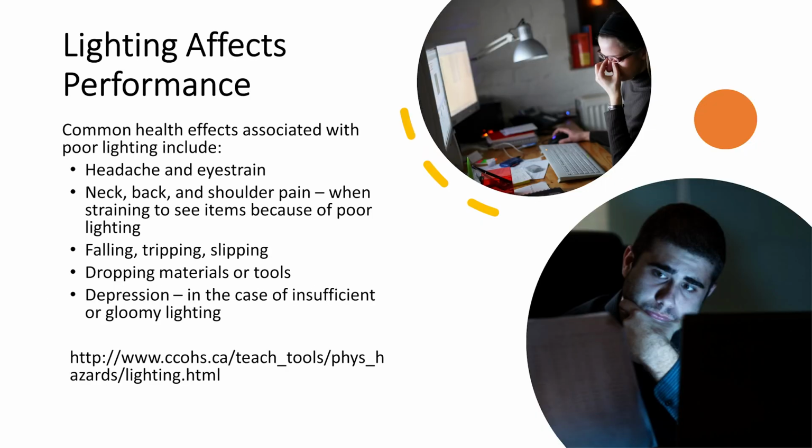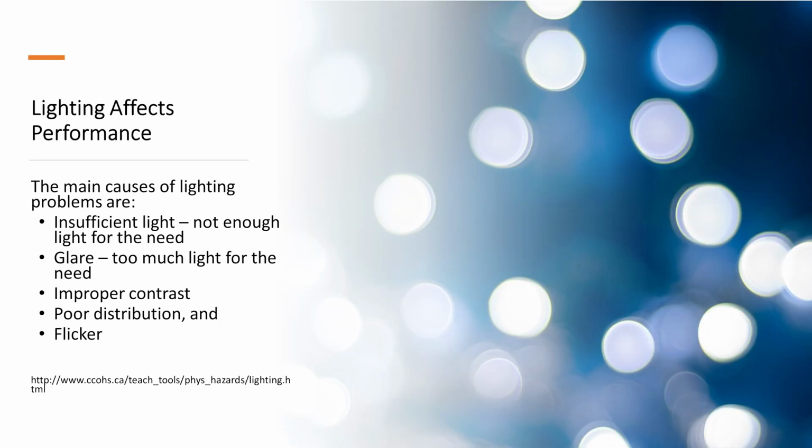Light affects our performance and can have a wide range of effects, including headaches, eye strain, neck, back, and shoulder pain caused by straining to see items in poor lighting, falls, trips and slips, dropping materials or tools, and even depression in the case of insufficient or gloomy lighting. Think of seasonal depression. The main causes of lighting-related problems are going to be insufficient light, glare, improper contrast, and poor distribution and flicker of light.